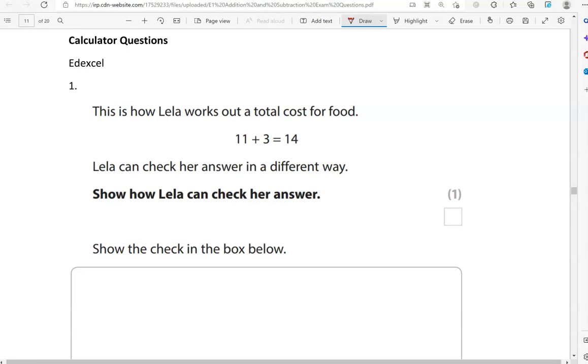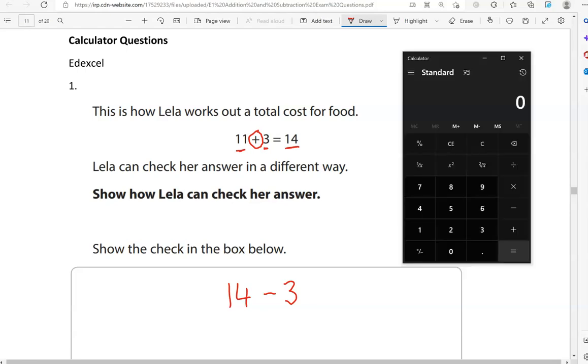So 11 add 3 equals 14. We add in this case. What we're going to do this check is to subtract. So 14 is the answer here. If I take away, which is the opposite of adding, then I could put 3 there. Does it give me 11?